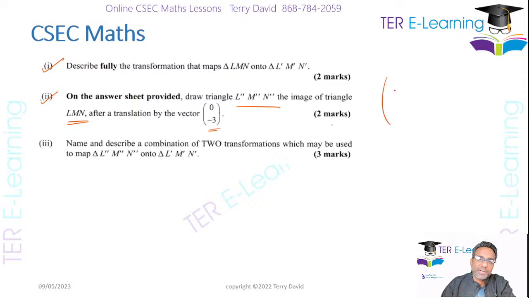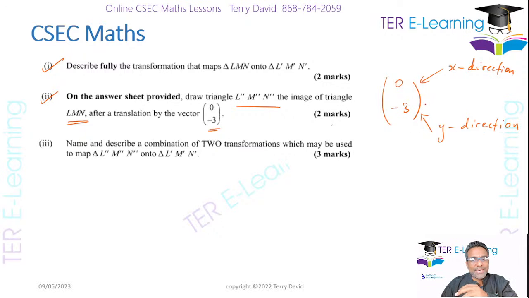Now, whenever you are given a translation in the form of a vector, in this case 0 minus 3, the top number tells us our movement in the x direction. So that's your horizontal movement. The number at the bottom tells you the movement in the y direction. So in this case, they're telling us that we're not moving in the x direction at all. However, you are moving in the y direction. But because it's a negative sign, you have to be moving downwards.